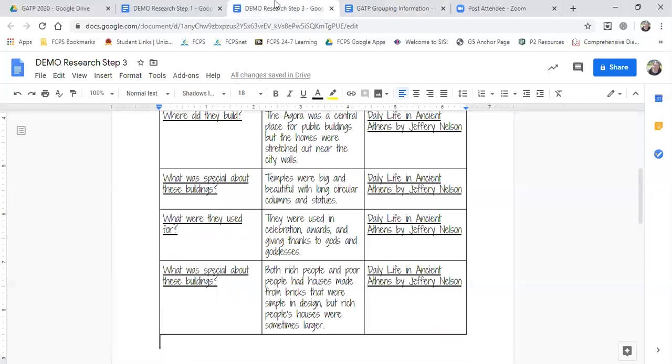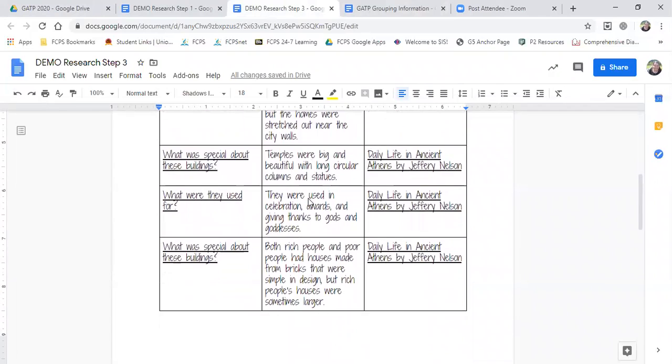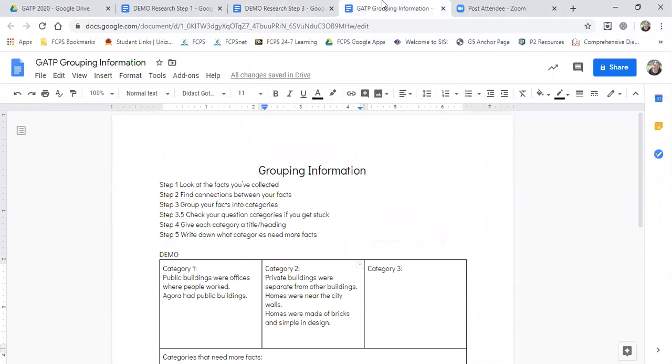And then I also have a little bit of information about temples. Temples were big and beautiful with columns and statues.